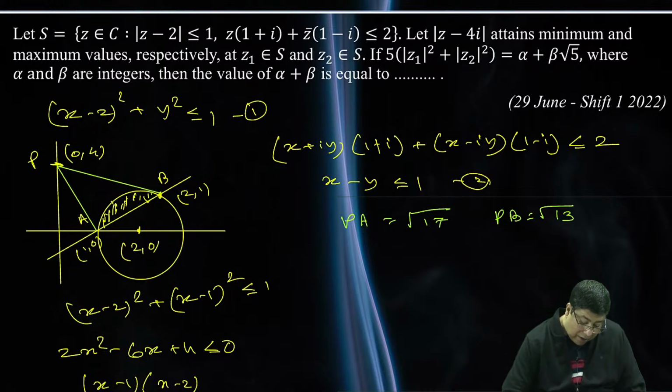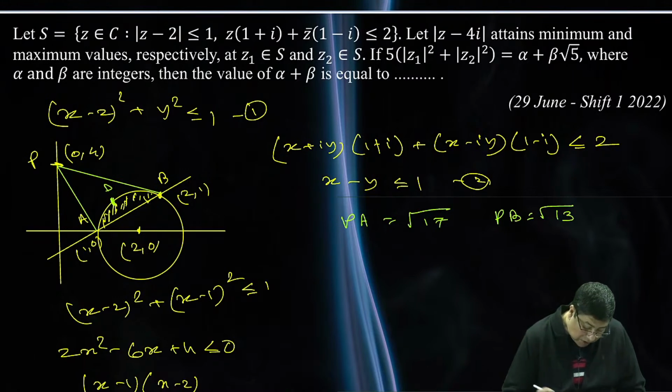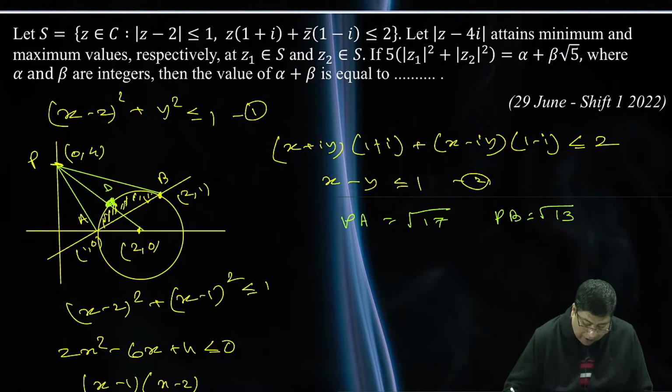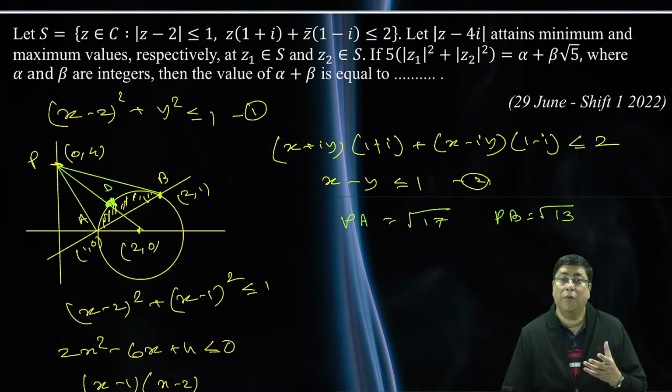We got the maximum; now we have to get the minimum. Which point on this region is nearest to the point P? That is the target. Let us consider this a point D. D is the minimum point. So how to find D? If I just join this, we have to find the point D.